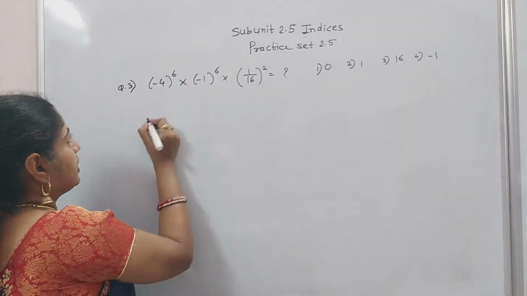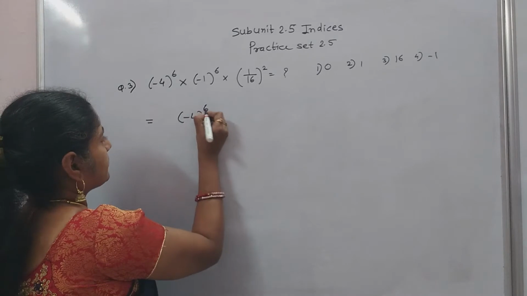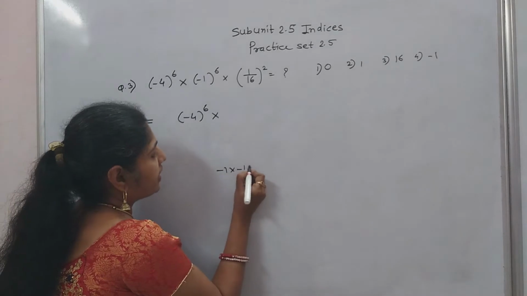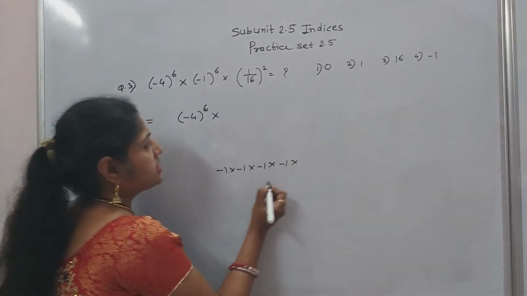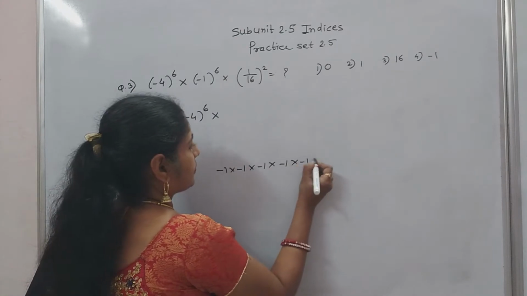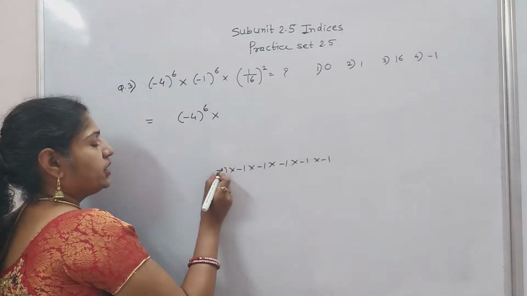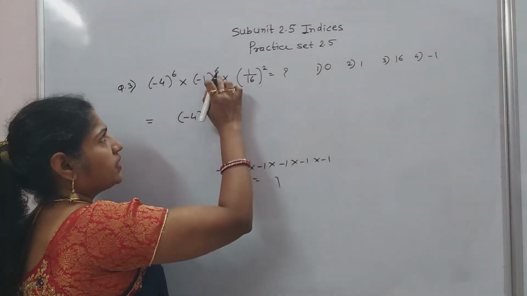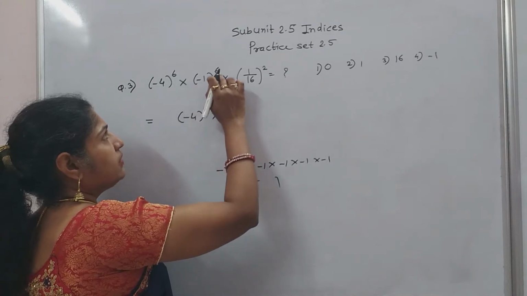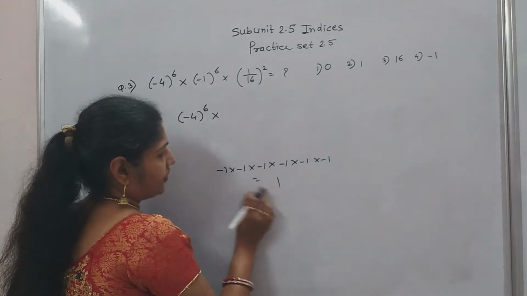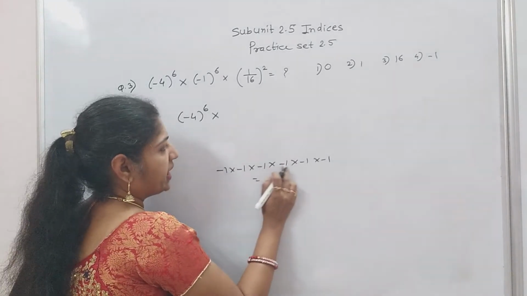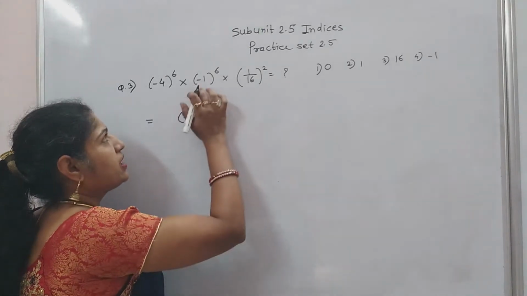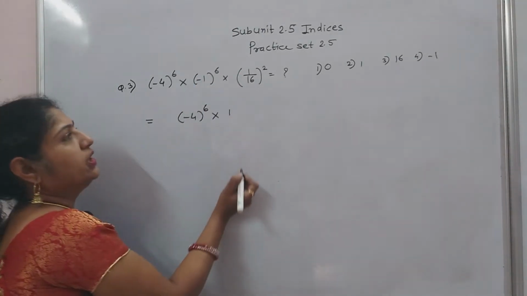Next question is (-1)^6, that is minus 1 into minus 1 into minus 1 into minus 1, 6 times, which is 1 into 1 into 1 into 1 into 1, that is 1. Here the index is an even number. Negative numbers with an even index give a positive result. Negative, negative, positive, negative, negative, positive, negative, negative, positive, multiplication. So the answer is 1. That is, (-1)^6 is positive 1.